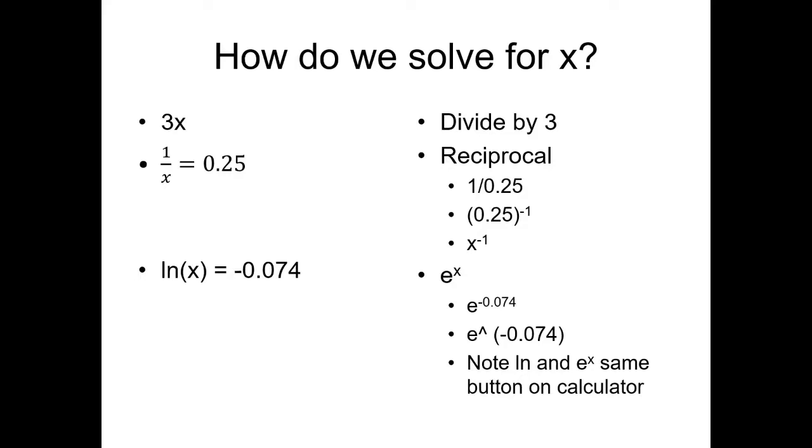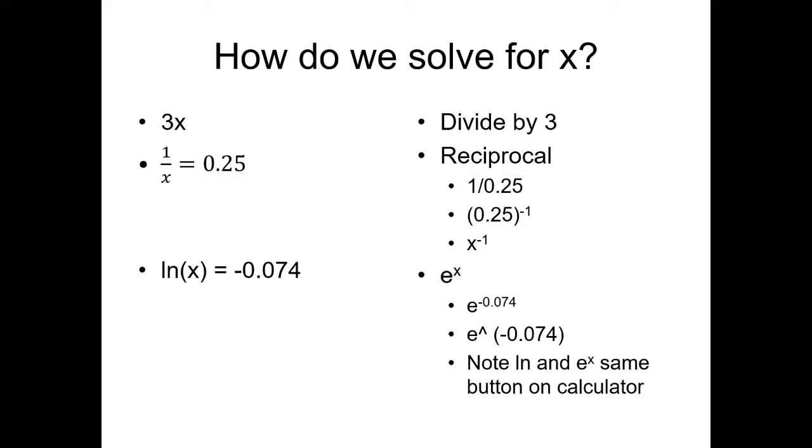Okay, so the tricky one is the last one, the natural logs. If I have the natural log equal to something, and notice it's negative here because we're going to see a lot of negatives for our first order reactions. The opposite of that is e to the. So a natural log is kind of like a log base 10, but the base isn't 10, it's e. And e is this weird number that has magic properties in it.